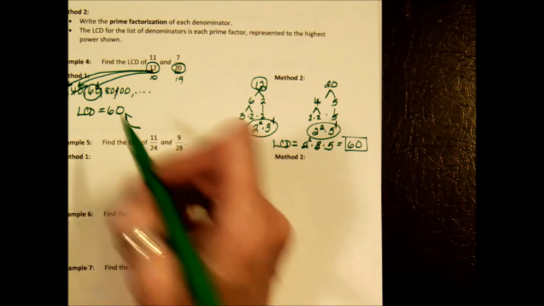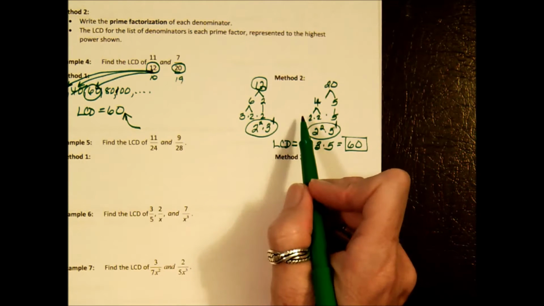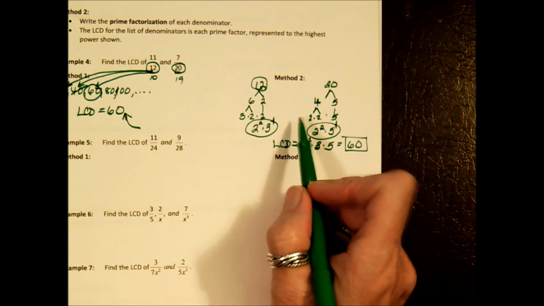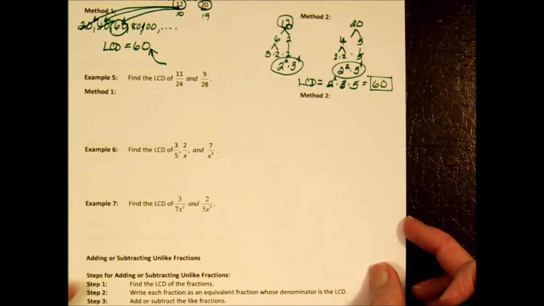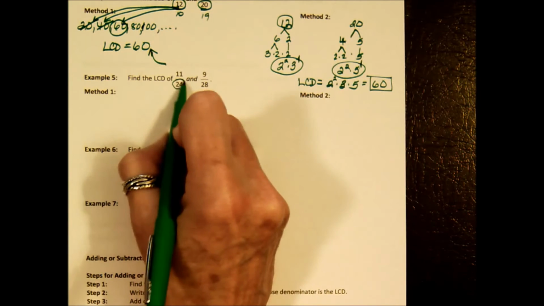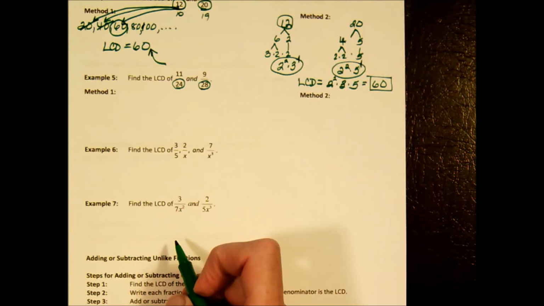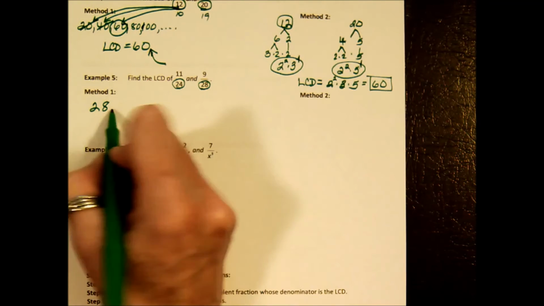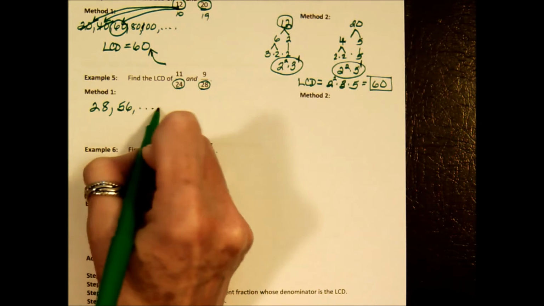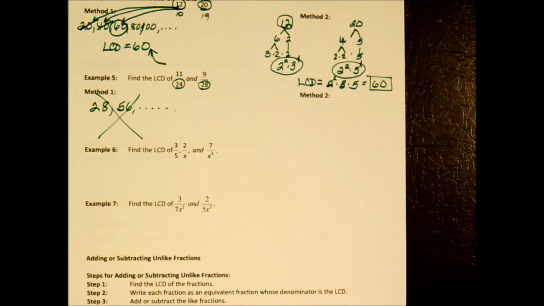In this case, though, for sure, this method was the easier one. This one takes more time, but sometimes it's the only one you can do, as you're going to see on the next one. So let's look at another example. Example 5, it says to find the LCD of 24 and 28. Well, I don't know about you, but I'm not good at skip counting by either one of those. So if I was going to do that, I would have to skip count by 28. Well, the next one's 56, and then I'm kind of lost. And I don't know what 24 goes in. So this method is actually not a good method.